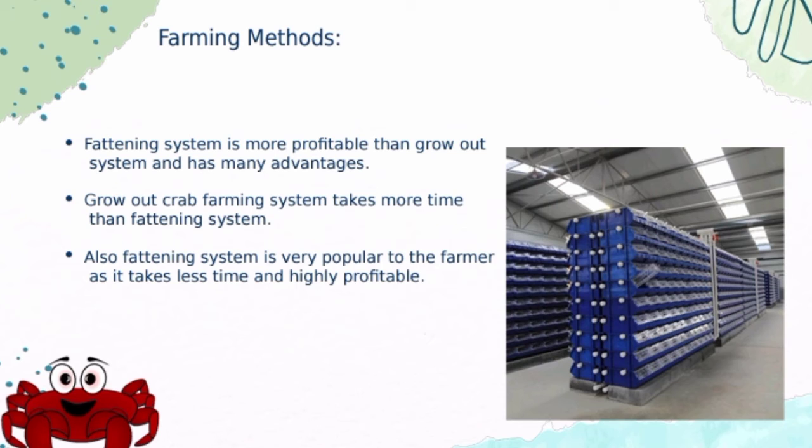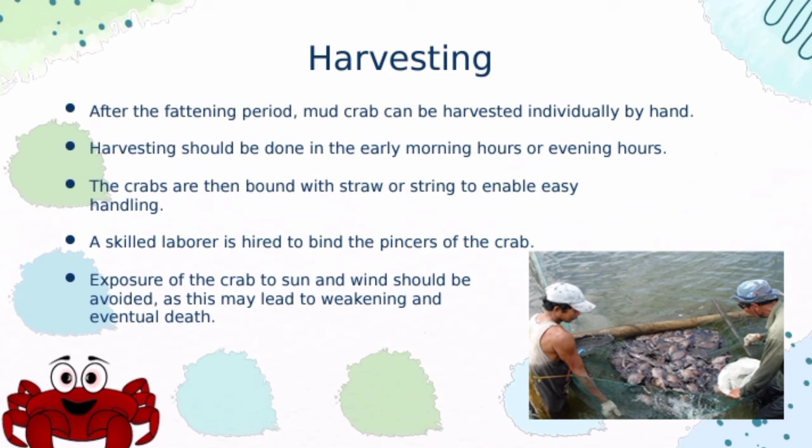Also, fattening system is very popular to the farmers, especially to small-scale aquaculture, as it takes less time, which is about 30 to 45 days, and the process is highly profitable. It also reduces the risk of losing crabs to disease, which may result in a higher survival rate. So after farming methods, let's move to harvesting.